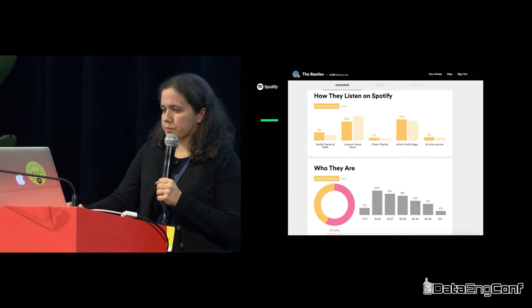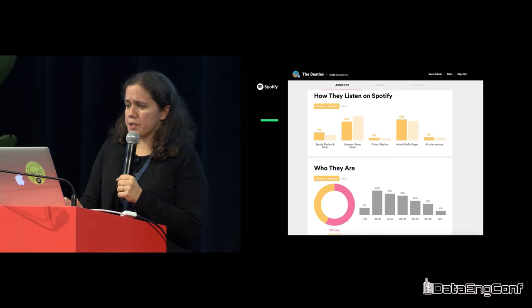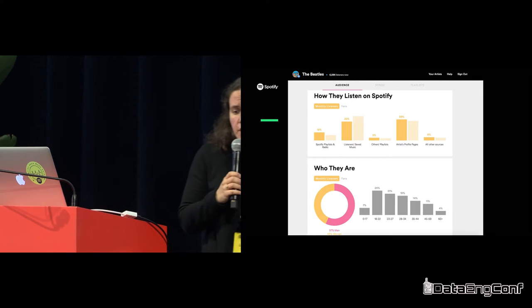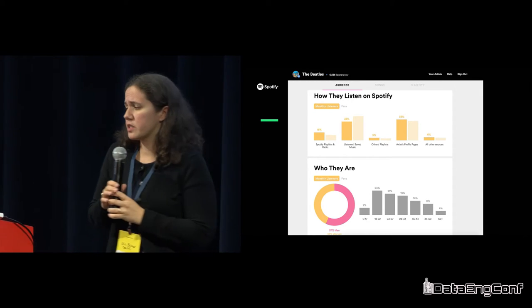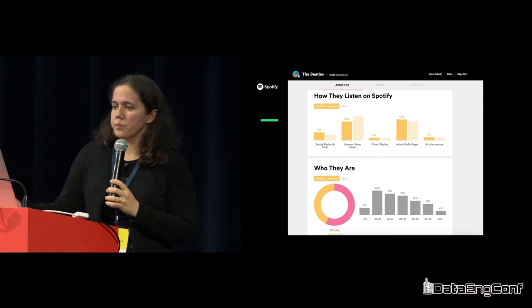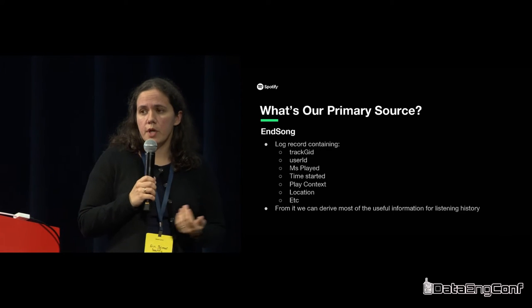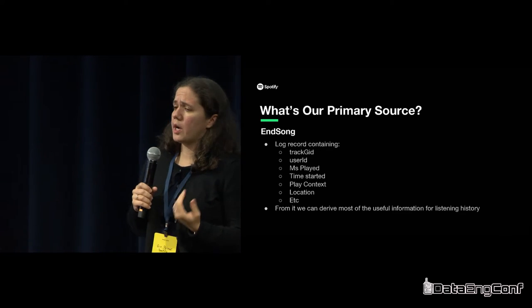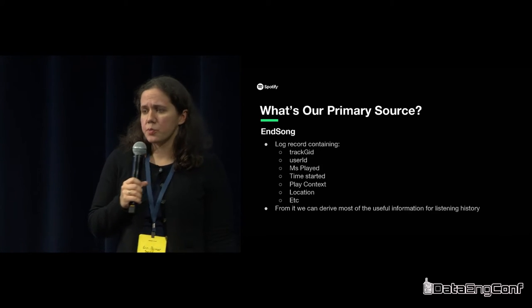SFI is a very large dashboard, and we try to provide as much analytics for the artists as we can. So it poses a very interesting data problem for us. So how do we actually build this dashboard?